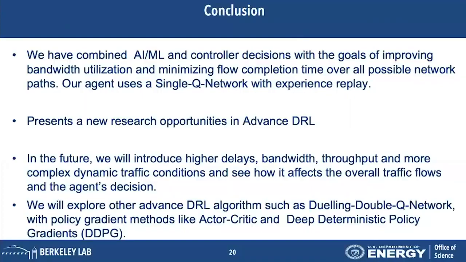In the future, we will introduce much more complicated parameters like higher delays, bandwidth, throughput, and more complex dynamic traffic conditions, and see how they affect the overall performance. And lastly, we will explore much more advanced deep reinforcement learning algorithms like the double deep Q-network, and also policy gradient methods like actor-critic and DDPG.